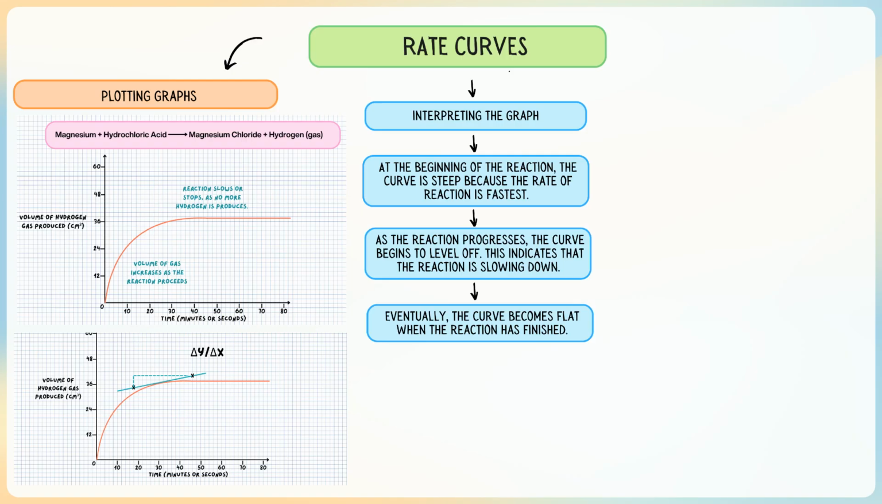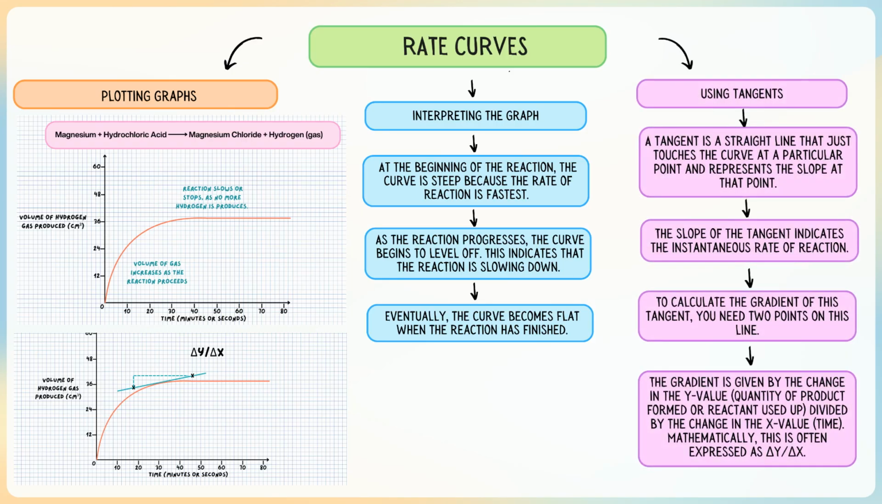Next, we explored how to determine the reaction rate at specific points using tangents, where the slope of the tangent represents the instantaneous rate of reaction. By understanding reaction rate curves, we gain valuable insights into how reactions progress over time, allowing us to predict and control the speed of reactions in practical and industrial applications, ultimately enhancing our ability to optimize chemical processes.